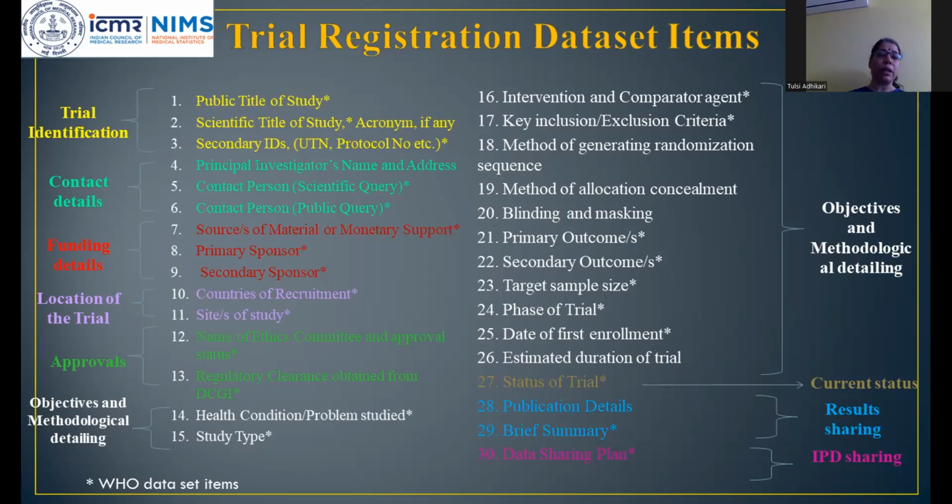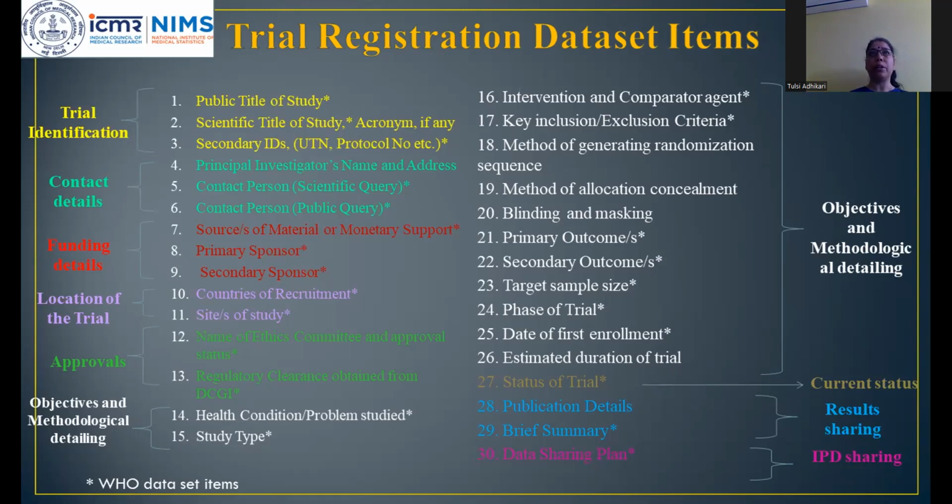Then we have the approvals: the name of the ethics committee and the approval status, whether it has been approved or not. In the beginning, it may not be possible to get approval, but you can start entering all these details in CTRI, and once you get the approval, you can enter one by one the DCGI approval and the ethics approval. As and when you get these approvals, you can upload them. And after all these fields have been entered correctly, only then do you get the CTRI number. Then we have the methodological details, the objective, and your health condition.